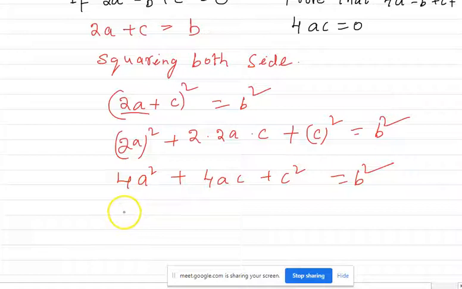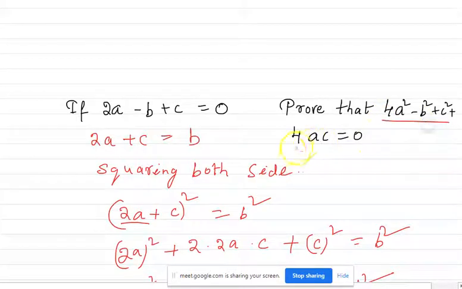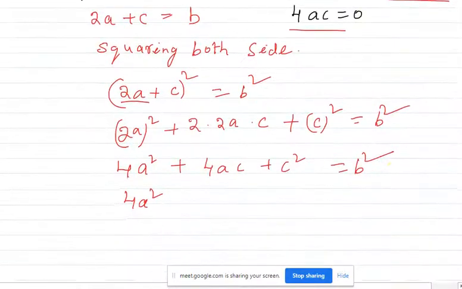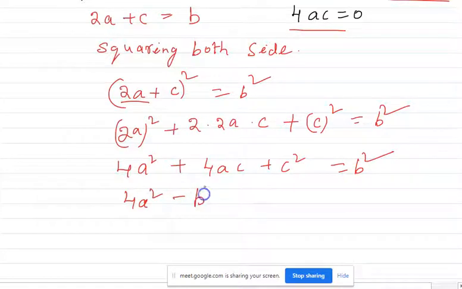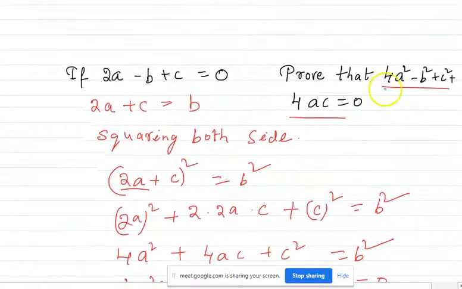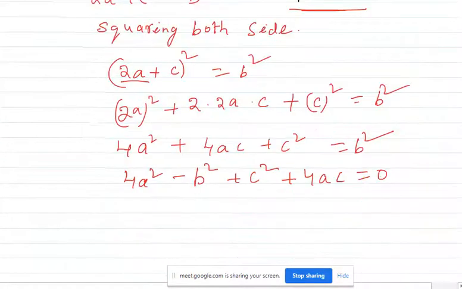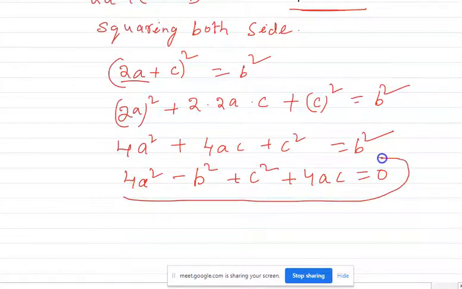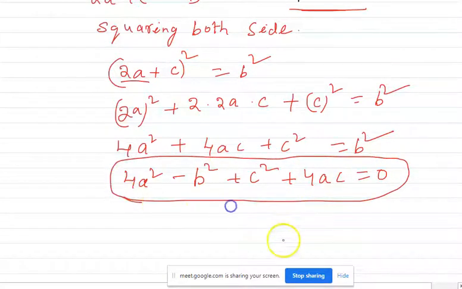Now I'll write here 4a square, plus this plus will go that side, so minus b square, because we are proving this expression. So minus b square plus c square plus 4ac is equal to 0. See, so here it is verified. This expression is coming. Are you getting? This expression is coming now. So we write here hence proved.